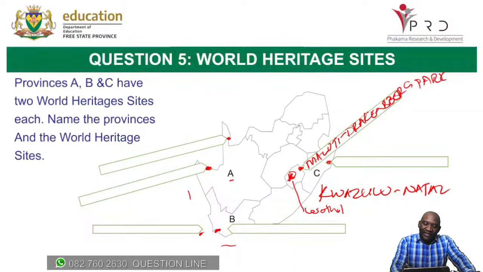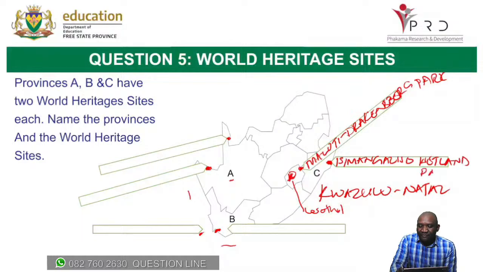And then if we look at this other one that is closer to the coastal area, what name did you give to this one? Yes, Isimangaliso Wetland Park. Very good, boys and girls. And then now let's move on to province B.